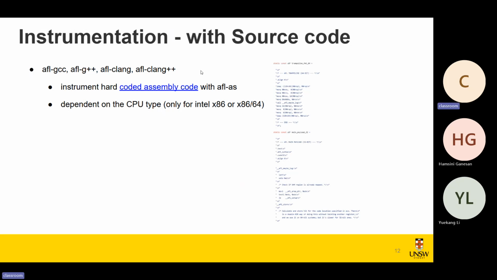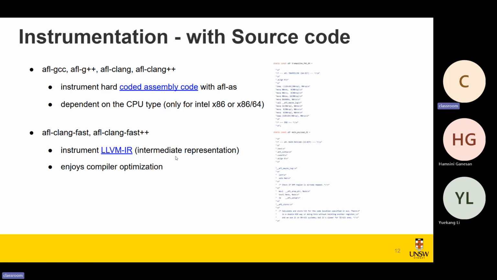So if you wonder what this assembly code looks like, it looks like this. This is from the afl-as.h file. This is the first type of instrumentation. The second type is we could also use afl-clang-fast, or afl-clang-fast++ for C++ targets. This one is instrumenting on the intermediate representation level.